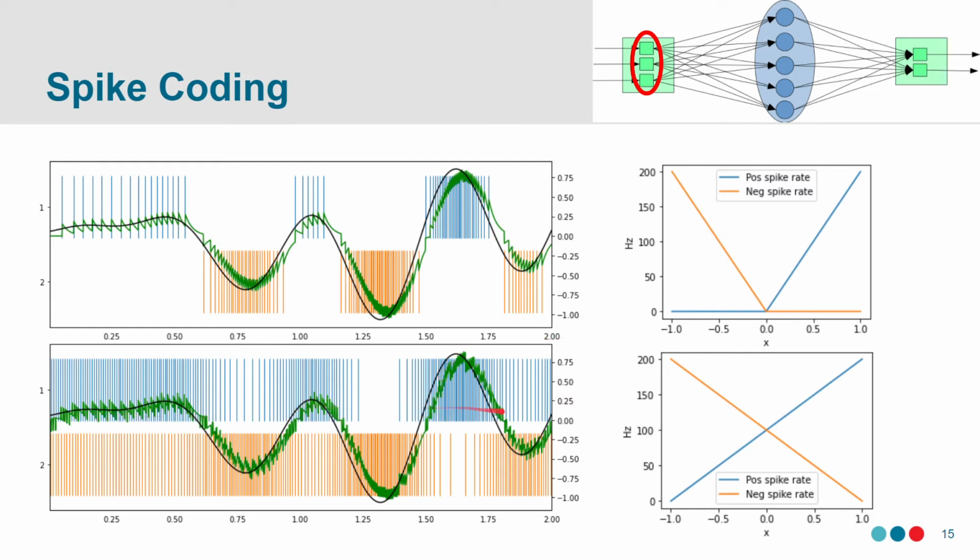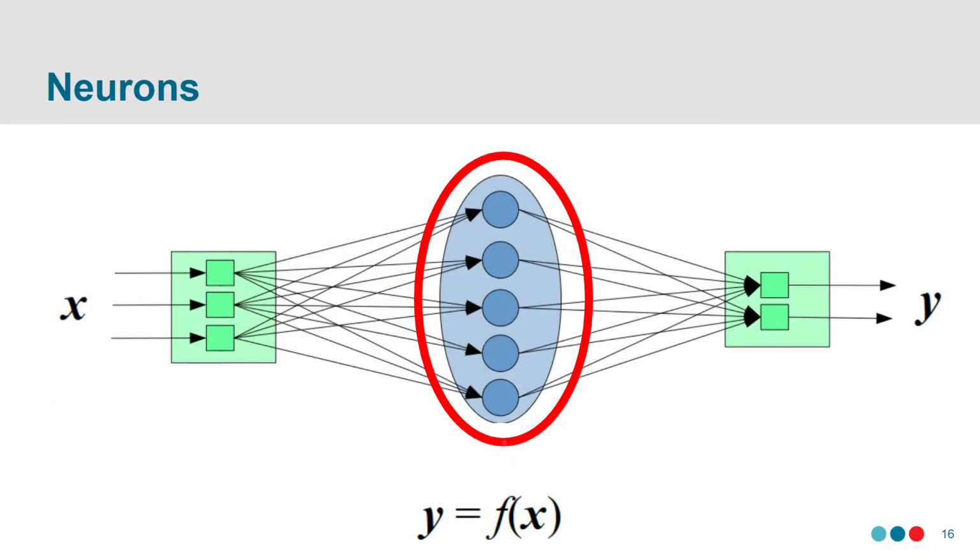But this bottom one is sort of the intended one that we were thinking of. Cool. All right. So we know everything about our input. We know everything about these weights. What the heck are the neurons going to do?